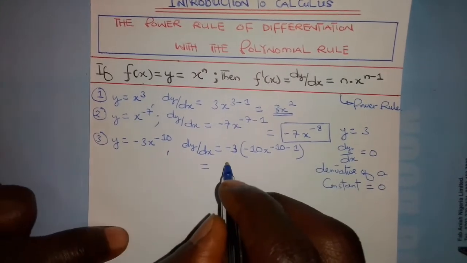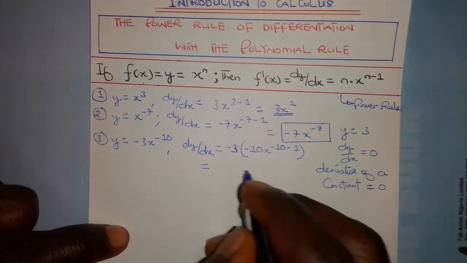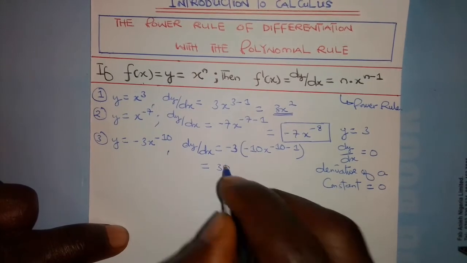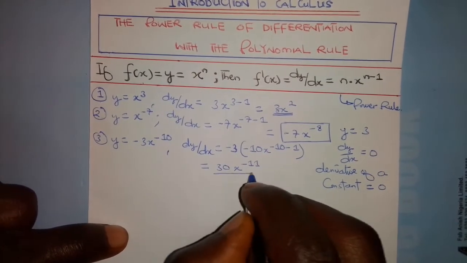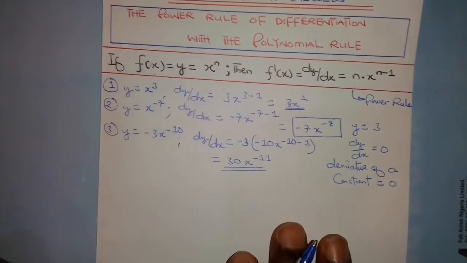So the answer here is supposed to be minus 3 multiplied by minus 10, which is positive 30, x raised to the power of minus 11. So this will be the answer for this third case here.